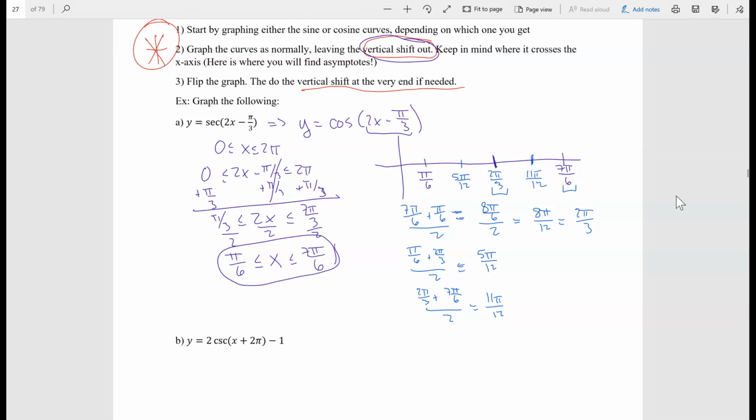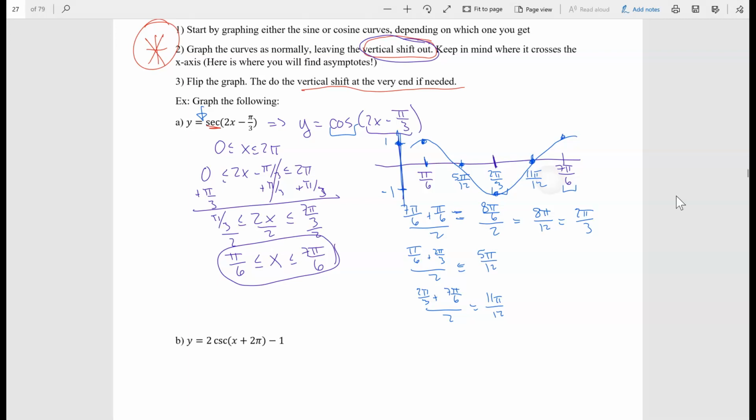Now notice here that my amplitude is just 1. So let's start by graphing the cosine. Cosine starts at 1, so we're going to start at pi over 6 because that's where it starts: 1, 0, negative 1, 0, 1. So my graph looks something like this. Now remember, this is just a cosine graph. What we want is the secant graph. So we need to flip everything.